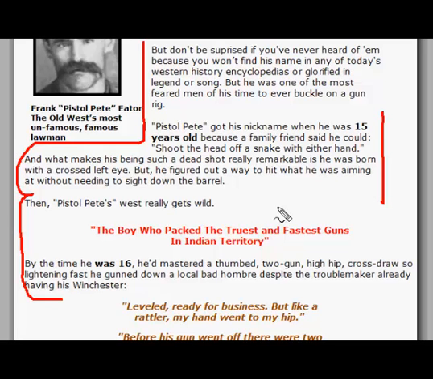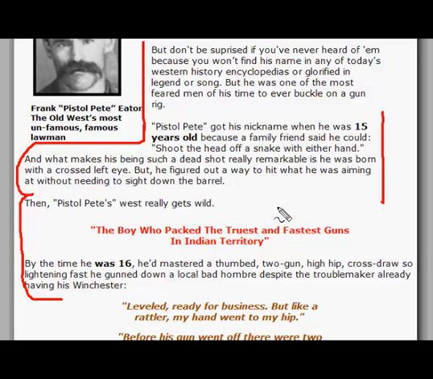Okay, so you do have to build some credibility for this person, but you do not want to build credibility for them by actually telling their story. Otherwise, if you tell me the story, then there's less for me to want to read in this book. There's less for me to want to buy the book so that I could learn more about Pistol Pete.